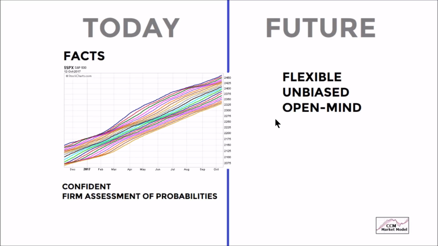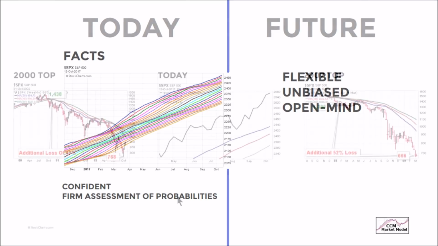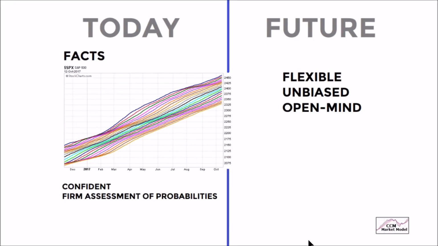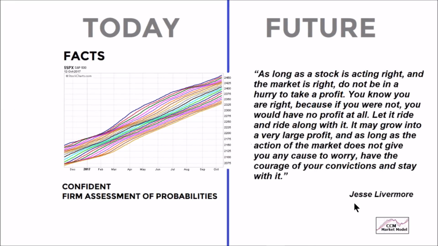The flexibility acknowledges that we do not know what these charts will look like in 3 days, 3 weeks, 3 months, or 3 years. And the only way that we can properly see and adjust to a chart that morphs from a look like this into a look like this is if we head into next week with that flexible, unbiased, and open mind. And as noted by Mr. Livermore, if the facts tell us to sit tight, we will sit tight.